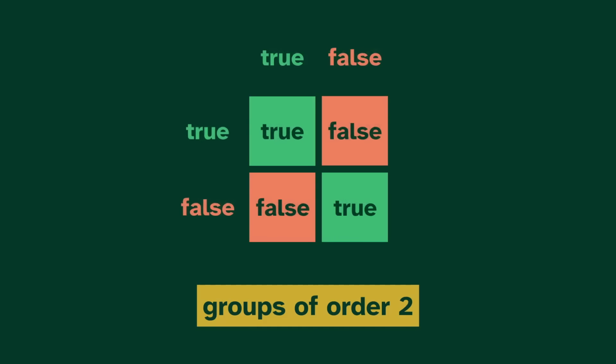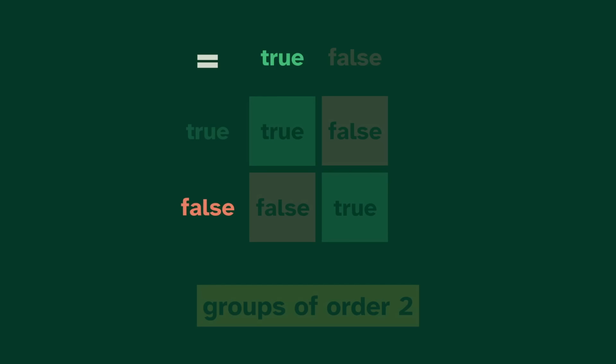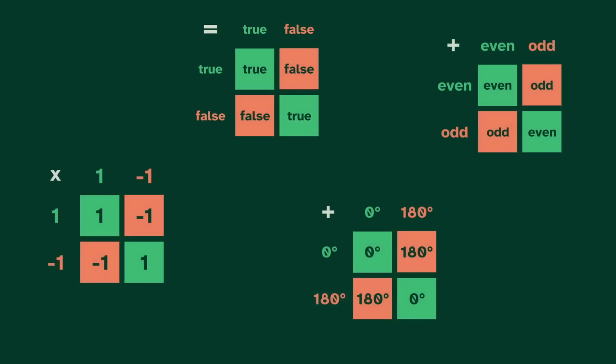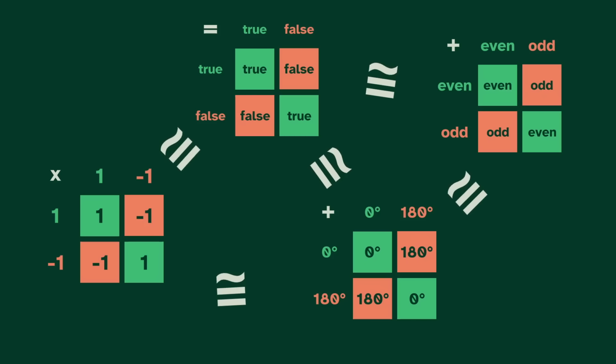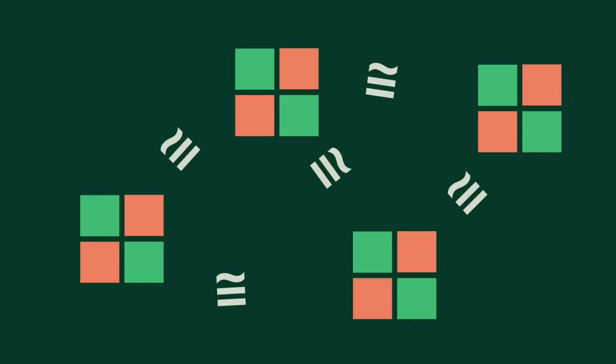How about true and false, and combine by comparing? Combine by comparing? Yeah, true equals false, that's false. But false equals false, that's true. And it turns out, these groups are all isomorphic. If we just look at the color of the tables, we see they're identical. There is only one group of order 2, just like order 1.